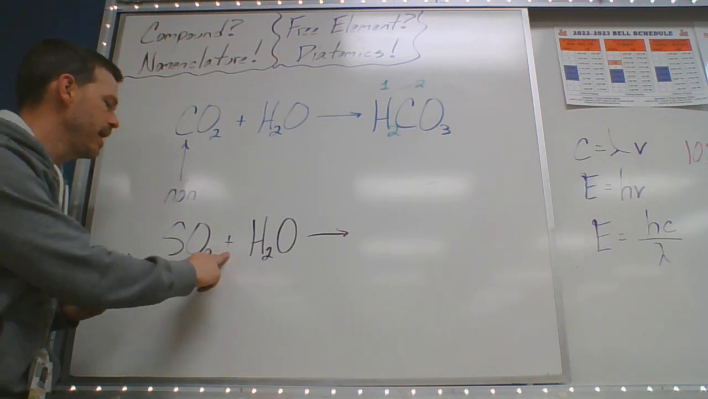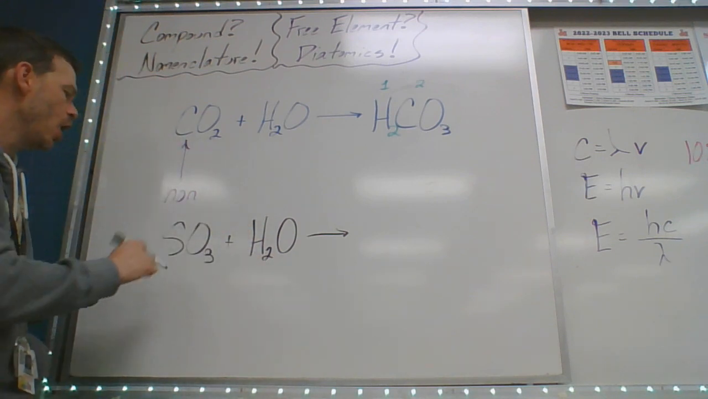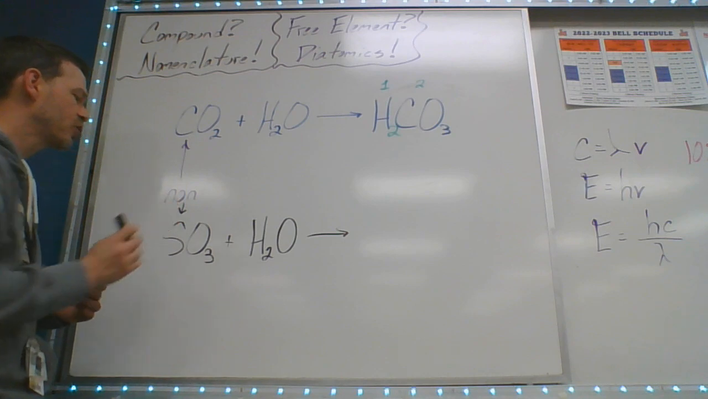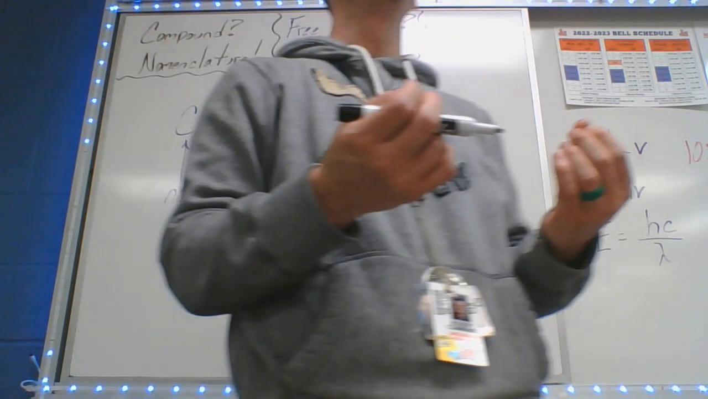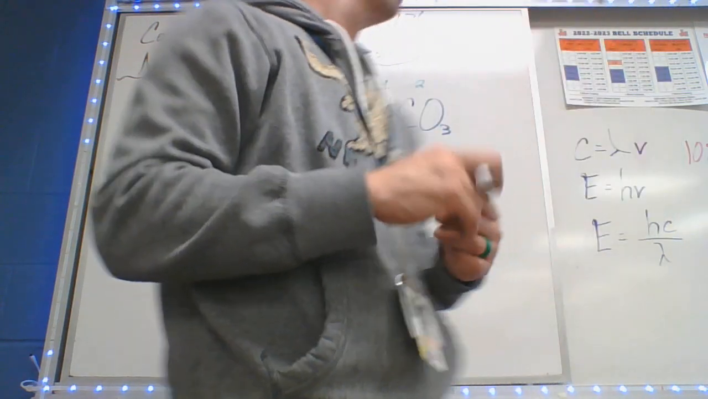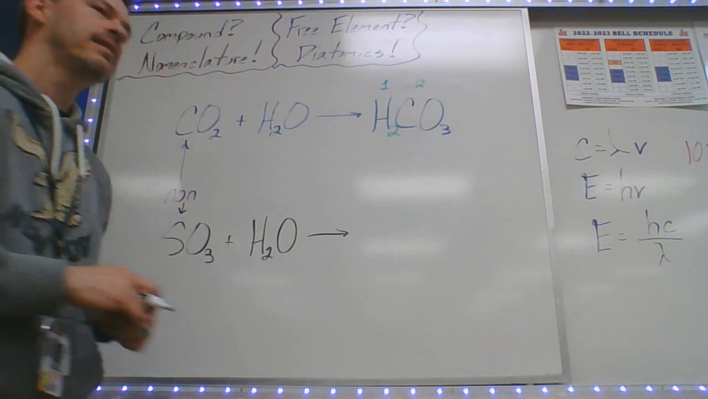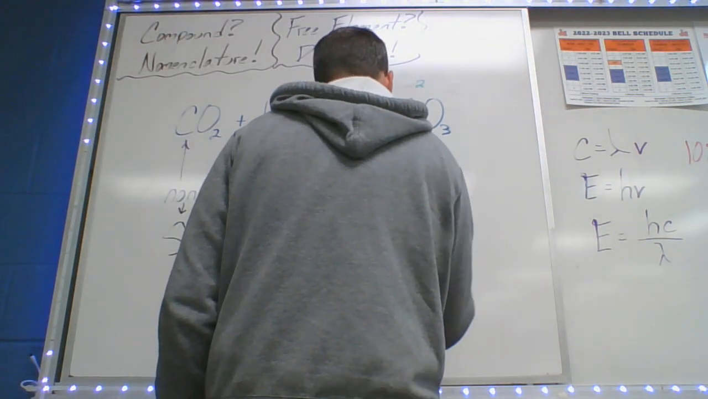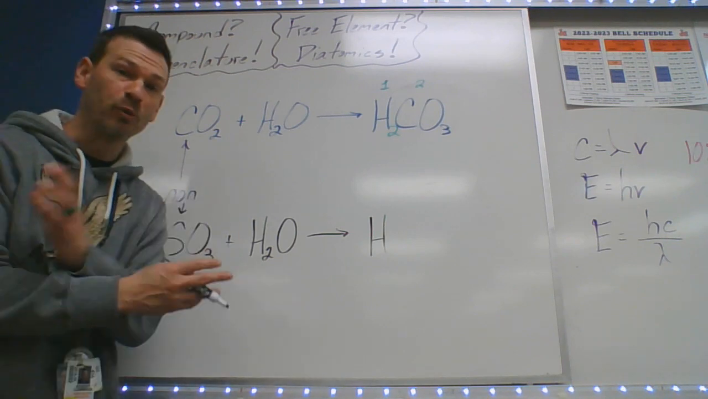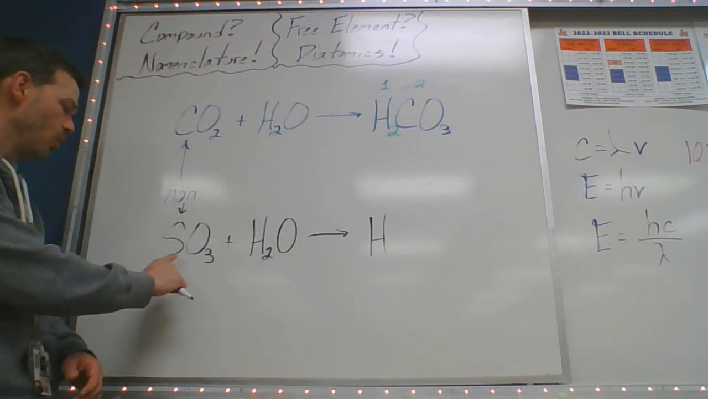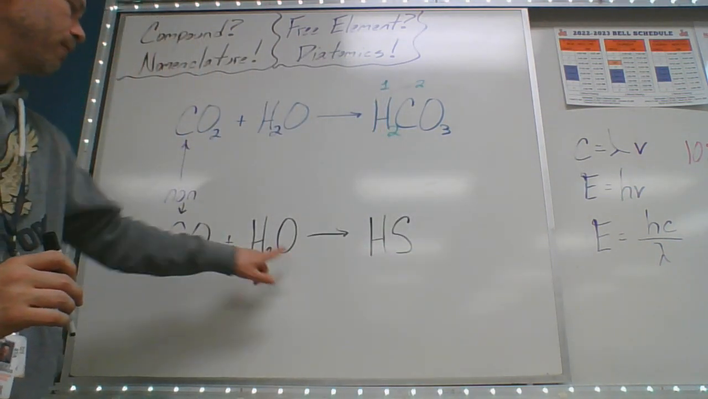It's a compound reacting with water, so it's synthesis. One product only. Again, sulfur is a nonmetal. So look at the packet, follow the rules, and your one product should be an oxyacid. Acids always start with hydrogen. And then just bring over the non-hydrogens. 1 sulfur, and 1, 2, 3, 4 oxygens.